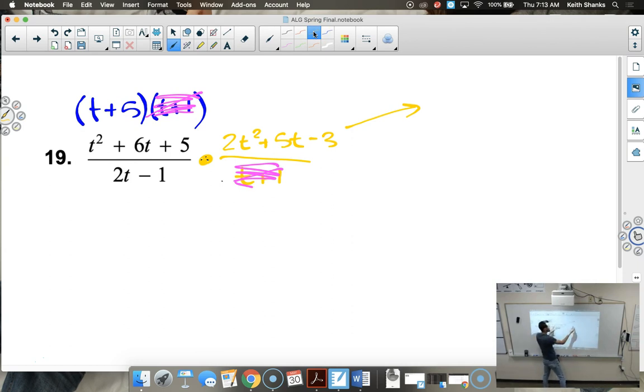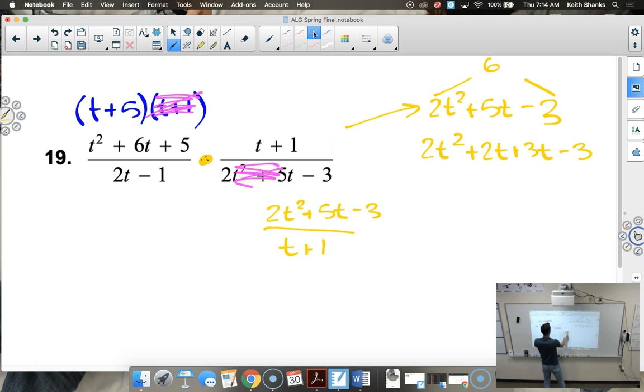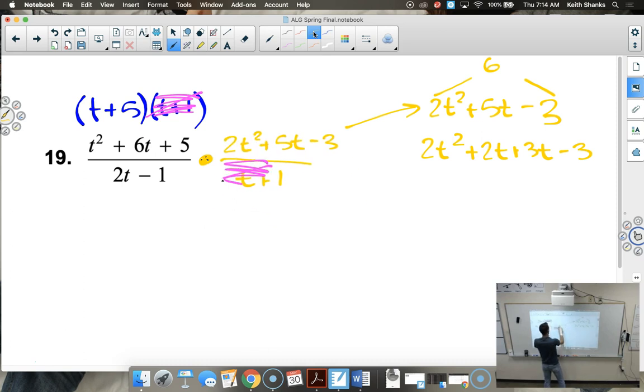I do 2 times 3. Just write the whole thing over here. That's 3. So 2 times 3 is 6. I notice 2 plus 3 is 5. So I'm going to do 2t squared plus 2t plus 3t minus 3. And I want to make sure, really quick, that I got that written down right. All right. So I just want to check the original problem and make sure I copied down everything correctly.